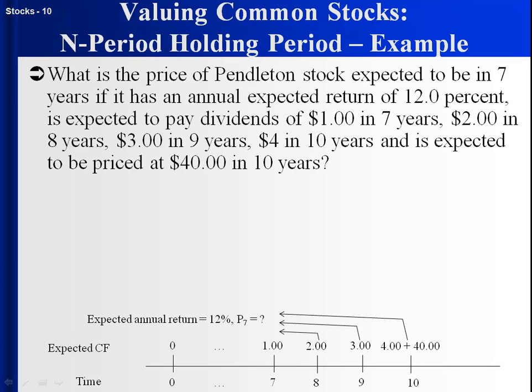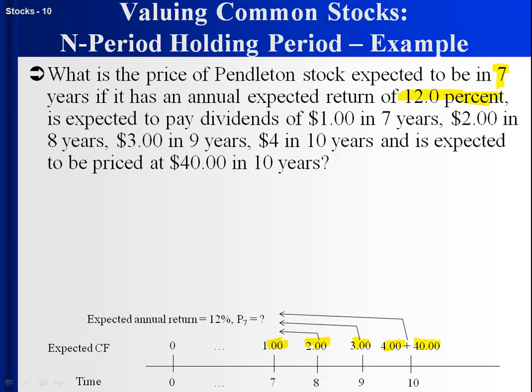What's Pendleton stock expected to be in 7 years? It has an annual expected return of 12%, dividends of $1 in 7 years, $2 in 8 years, $3 in 9 years, $4 in 10 years, and in 10 years we expect it to be worth $40.